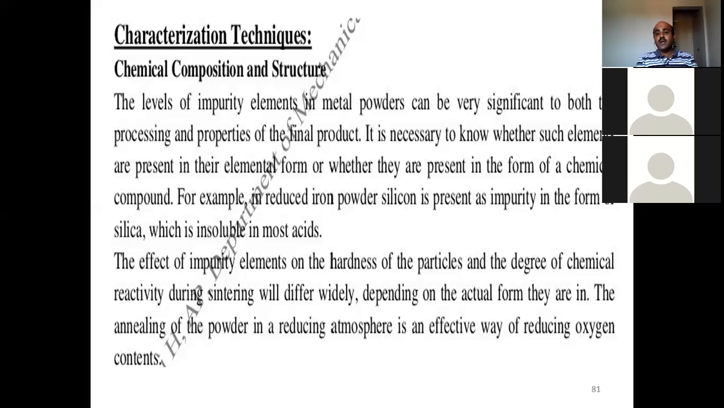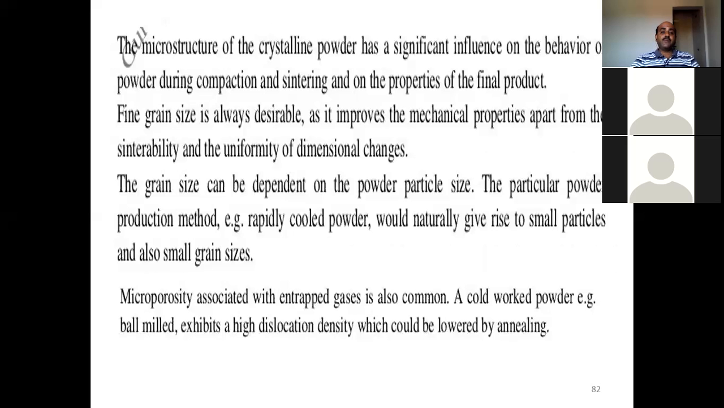Sintering means you are heating the metal powders to impart a specific binding. This will differ widely, depending upon the actual form they are in, whether in the elemental form or in the compound form. The annealing of powder in a reduced atmosphere is an effective way of reducing the oxygen content. Annealing is a type of heat treatment technique, so annealing the powder at reduced temperature in a reduced atmosphere is the best way of reducing the oxygen content present in the metal powder.